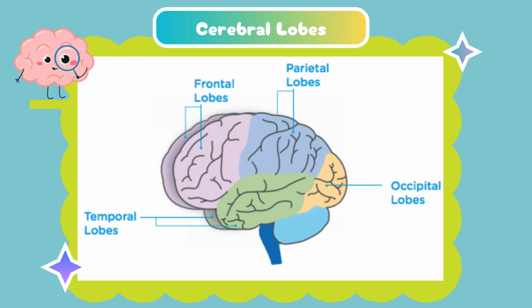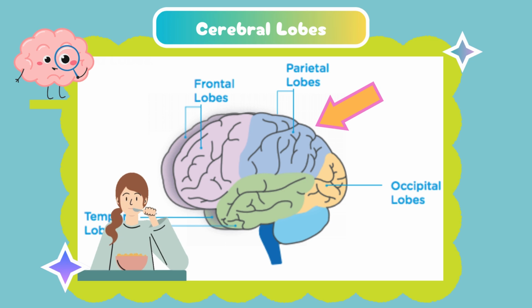Alright, let's kick things off with the brain's basic anatomy. The brain is divided into several regions called the cerebral lobes, each responsible for different functions. Here's a quick overview. First, we have the frontal lobes, and this is where it monitors the control of voluntary movements. So when you decide to move your hand or walk, your frontal lobe is at work.